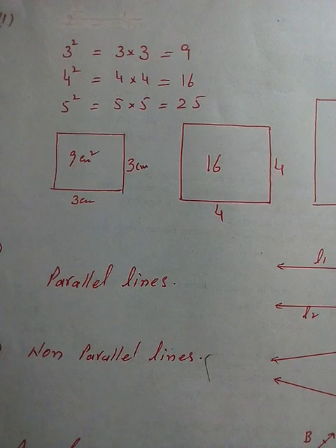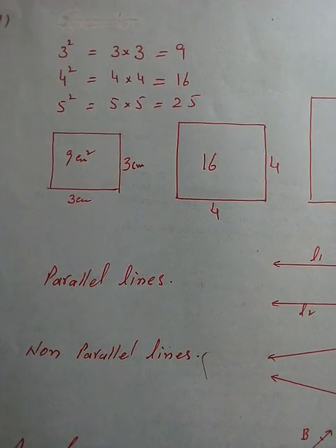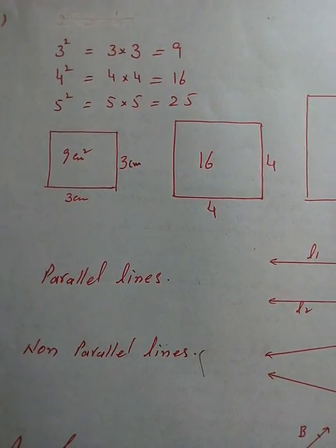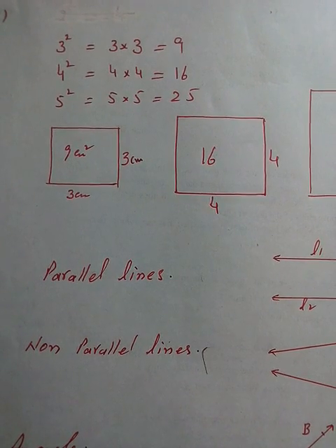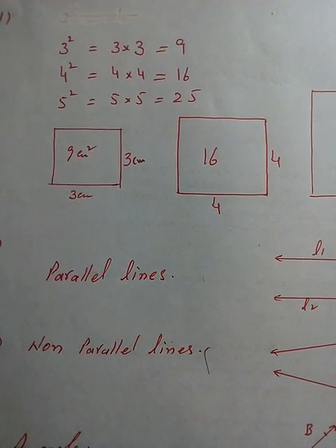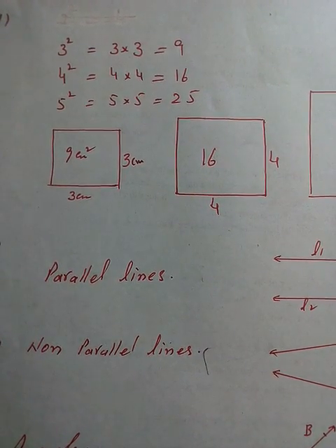Pythagoras theorem. Pythagoras theorem is the relation between the sides of a right angled triangle. But before that, we have to discuss a few important points.